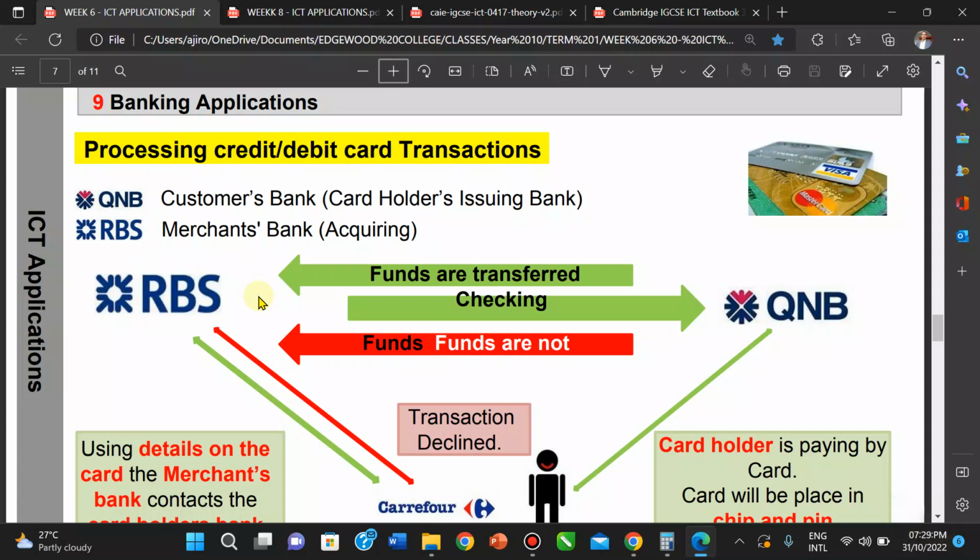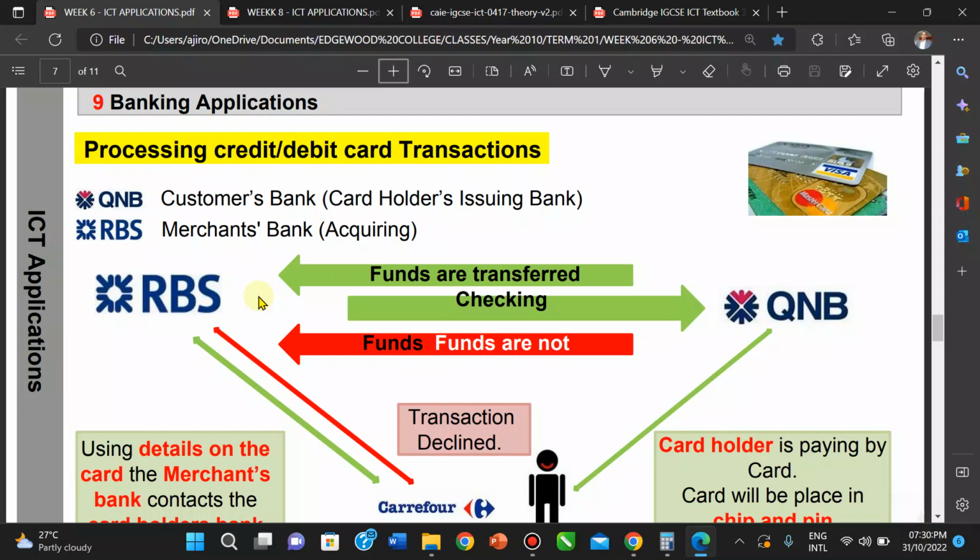Now, what happens is this: the funds are transferred from the customer to the merchant. You're buying something, that's what the merchant is. When you buy, you're acquiring something. The customer is in Qatar, and he has a bank, which is the Qatar National Bank, and he wants to buy something from someone in Scotland that is operating on the Royal Bank of Scotland. Now, the person transfers the funds from his or her bank, the Qatar National Bank, and there is a check from his own bank to that bank.